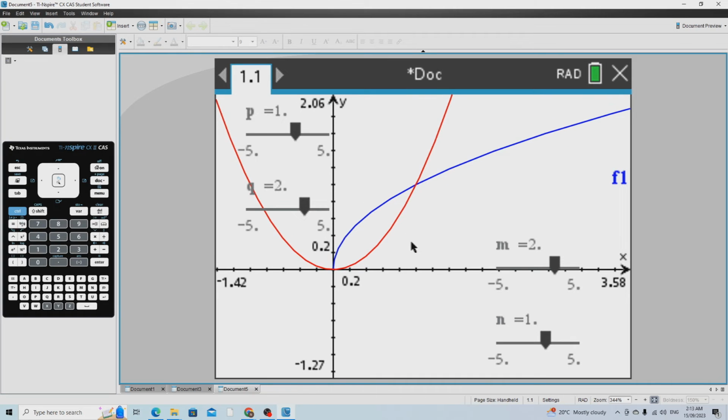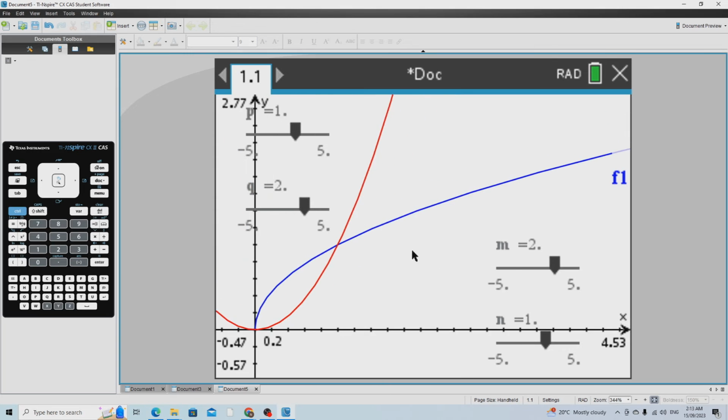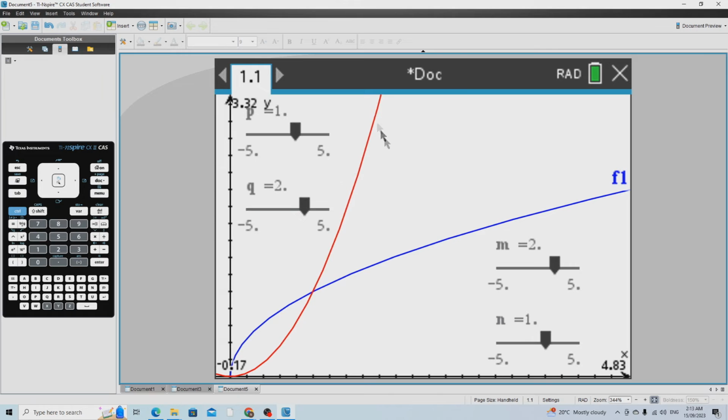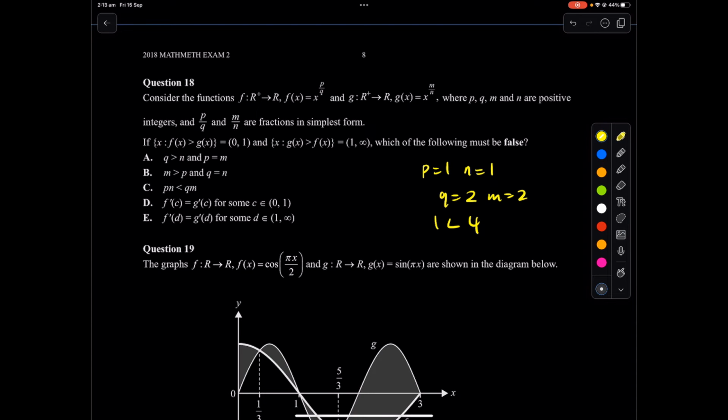Let's just check the last one, actually, E. So it says that from 1 to infinity, so it's around this, the gradient of the blue graph, let's say at this point, is the same as the red graph here. Absolutely not. This one's much steeper, so E is false.